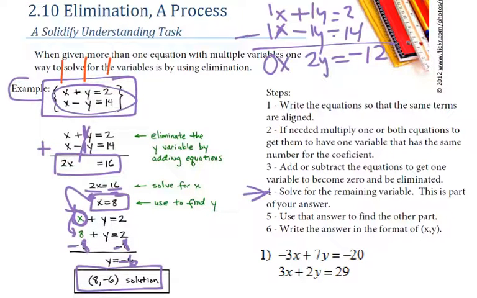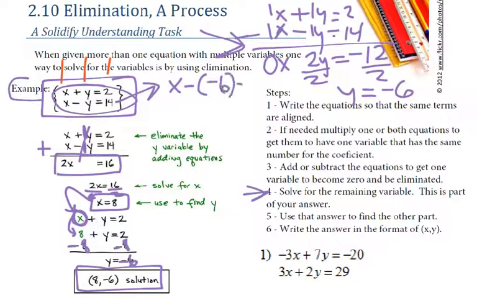If we would have done it by subtracting instead of adding, you would have just divided by 2 and got y equals negative 6. Then you could have taken one of your equations and plugged in the negative 6, and you would have ended up getting the positive 8 for x.